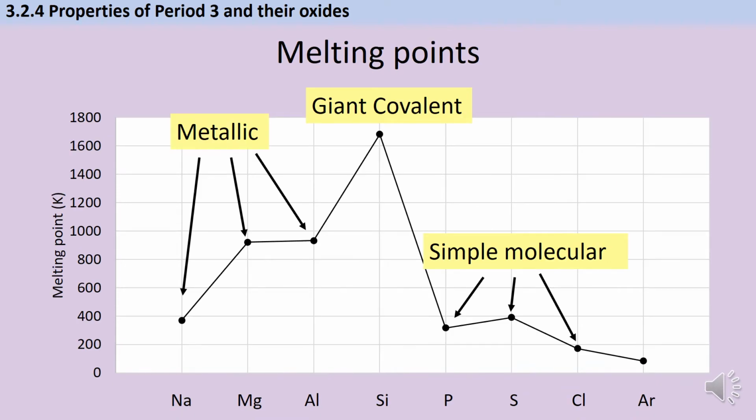The differences in melting points as we look at the period can be explained by their structure and bonding. Sodium, magnesium and aluminium have metallic bonding, and this requires a relatively large amount of energy to overcome, and therefore these metallic elements have relatively high melting points. Magnesium and aluminium have higher melting points than sodium because they have more valence electrons and also a higher charge on the cations, and both of these contribute to a stronger electrostatic force of attraction.